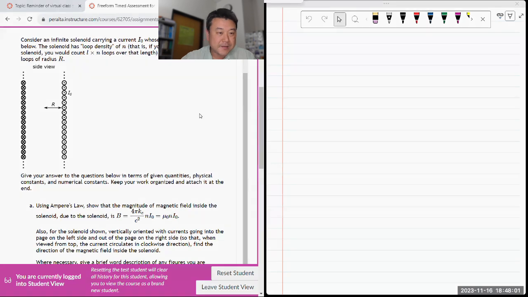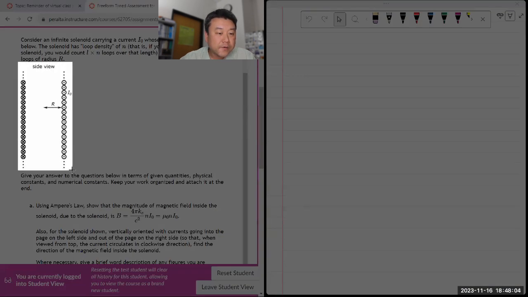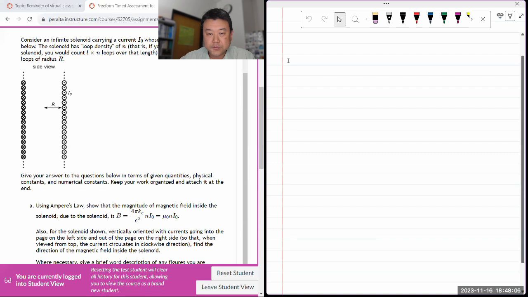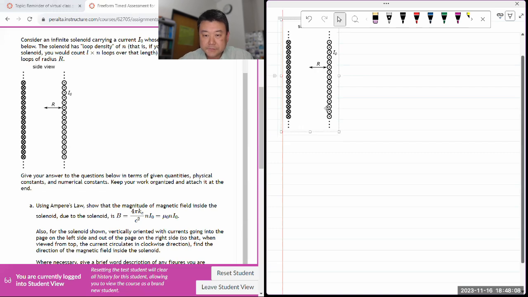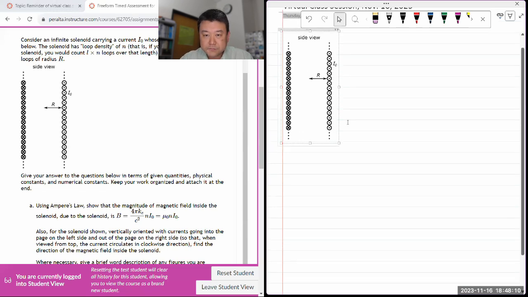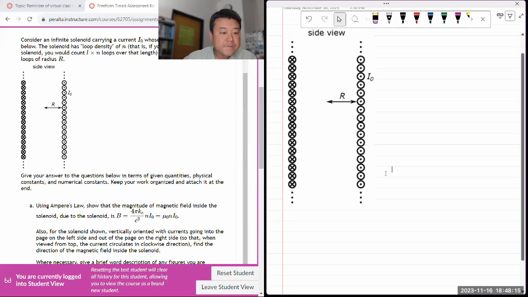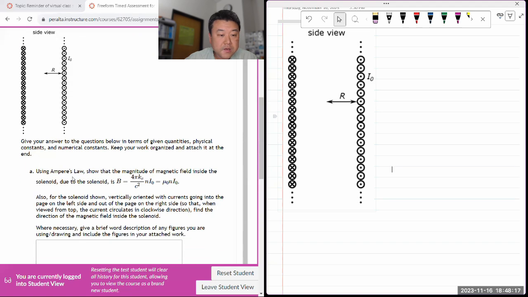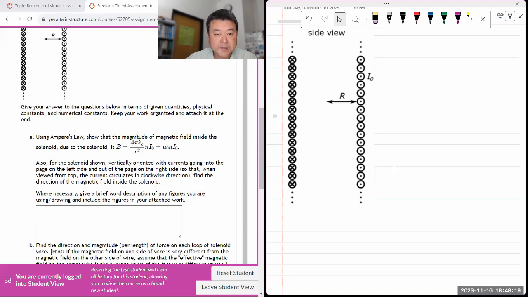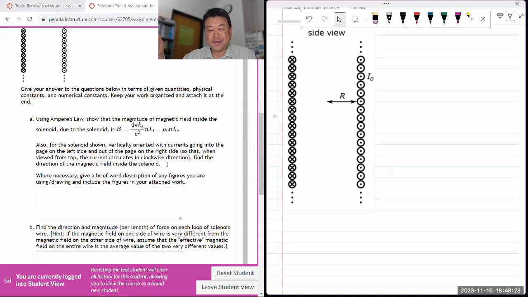So let me actually copy this thing over so that I don't have to redraw the whole solenoid thing. Okay. Using Ampere's law, show that the magnetic field inside the solenoid is that. And I give you the answer so that if you simply give me the expression, you get no credit for that. So let me start by stating Ampere's law.